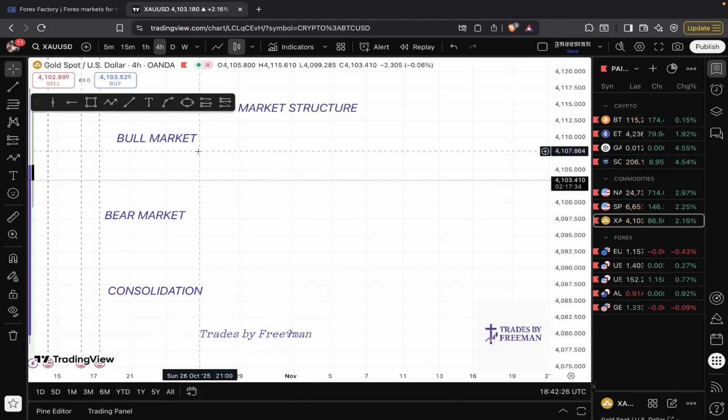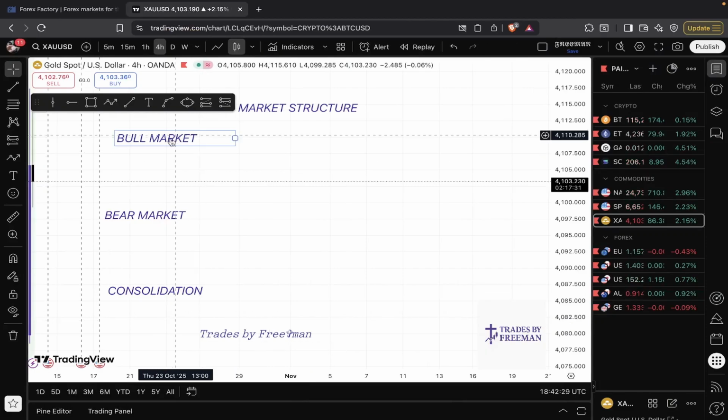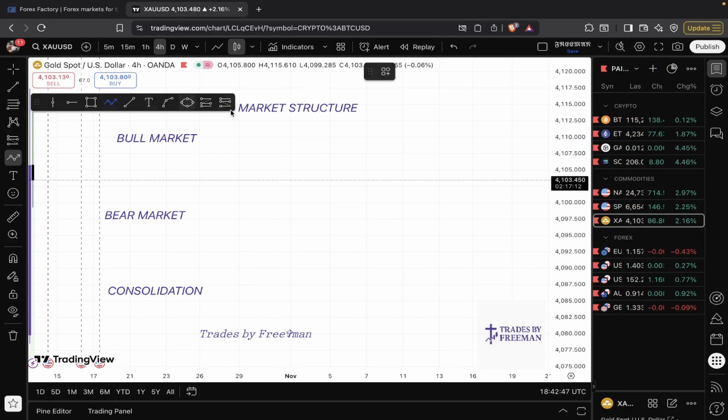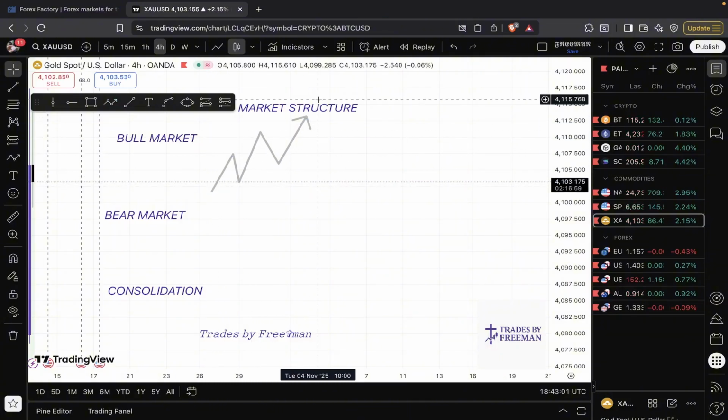So I'm going to explain to you the three types of market conditions. Then go on to the chart and show you. In a bull market, we have a higher high, higher low, higher high, higher low, higher high. This signals more buying power in the market.